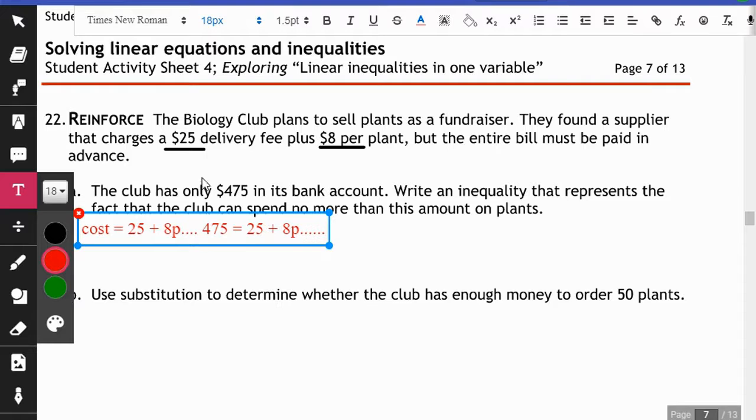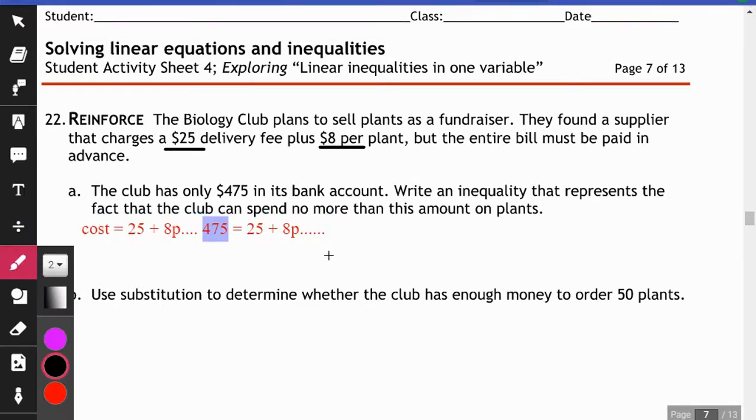They want us to spend no more. So we can spend less than 475. This cost can be less than 475. Just can't be more. So really what we want is we want to have the 475, but that's the most it could possibly be. The cost has to be smaller than 475 or equal to. And there we go. That's what it looks like.